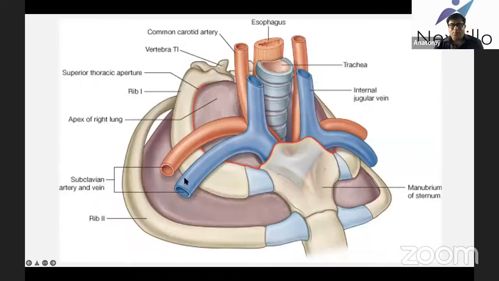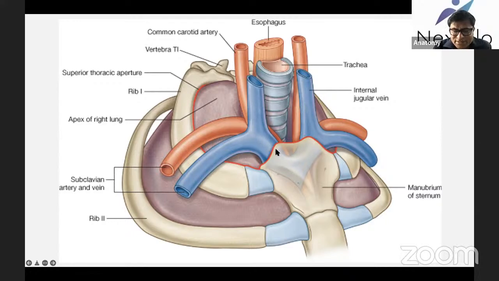Now you were seeing that this is the inlet, and there are structures which are reaching inside. One is the food pipe, the esophagus, then the windpipe, the trachea, in front of it, and these are the jugulars, the common jugulars, which join with the subclavians to form the brachiocephalics.